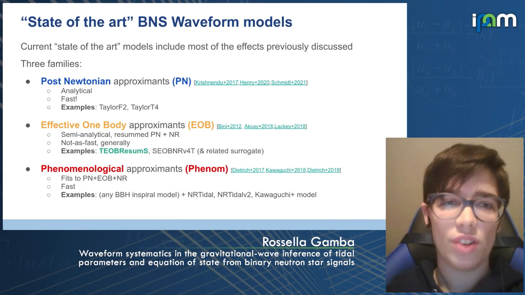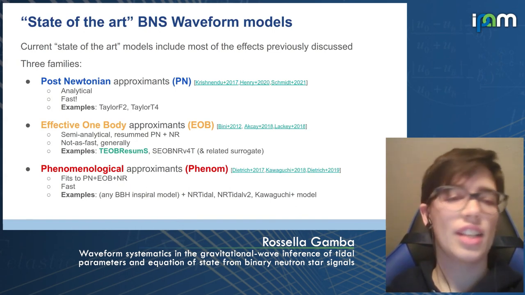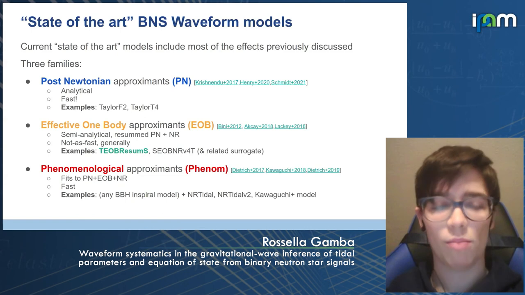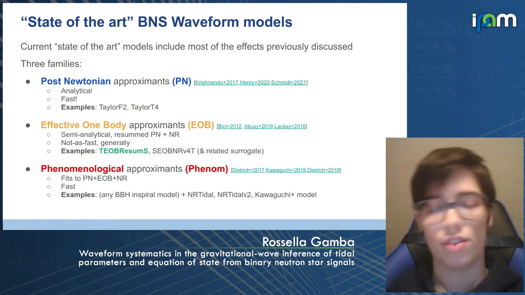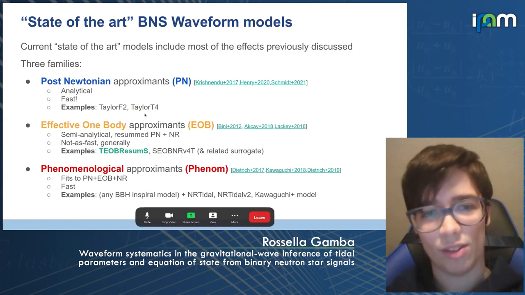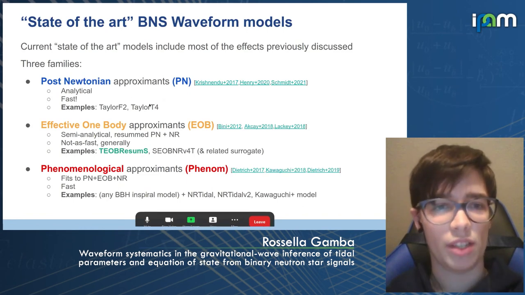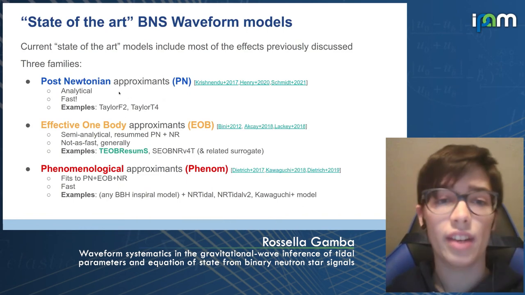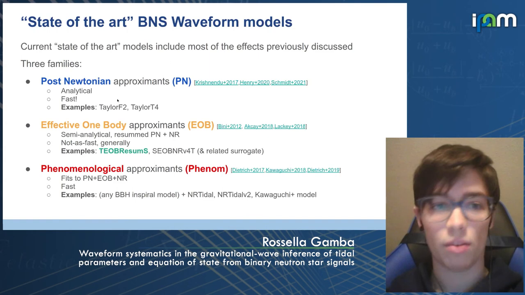We have post-Newtonian models, which are analytical, they're very fast, and we have two main examples for them, which are Taylor F2 and Taylor T4. You can forget about Taylor T4. Actually, almost nobody uses it. It's mainly really Taylor F2, which is a frequency domain approximant.